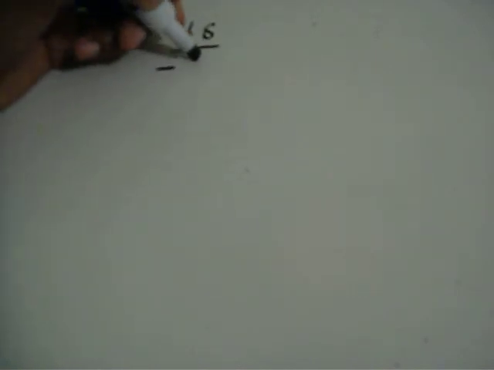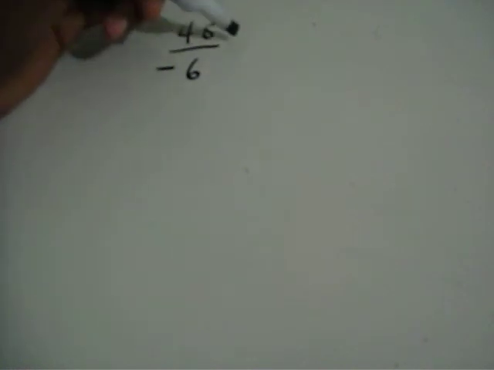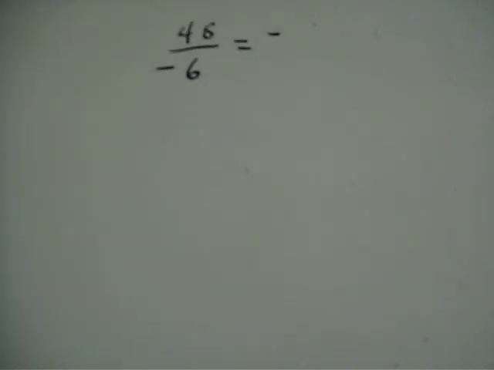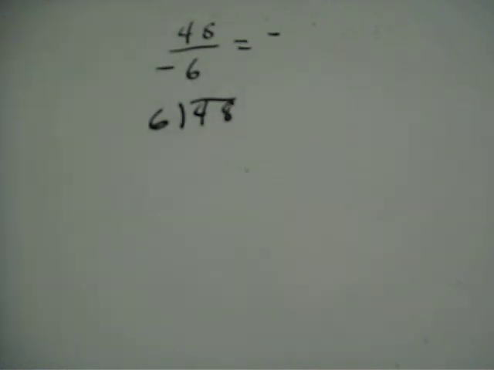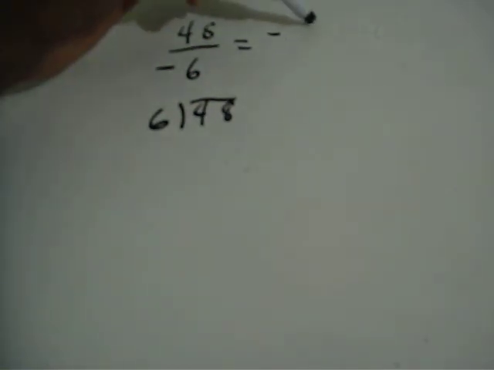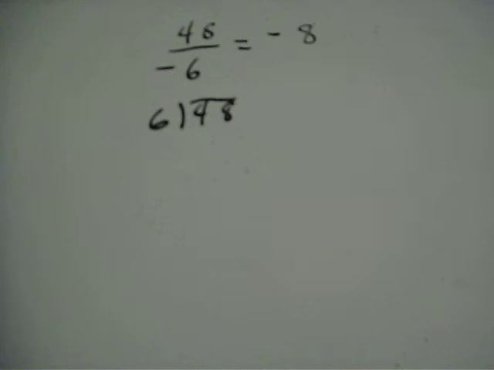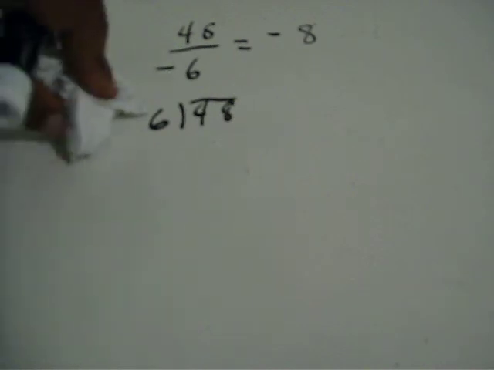But let's say we have a number like 48 divided by negative 6. Well, here our answer is going to be negative. And this is 48, and how many times does 6 go into 48? So far our answer is going to be negative. That's 6 times 8, so our answer is negative 8. So that's if you have one negative.